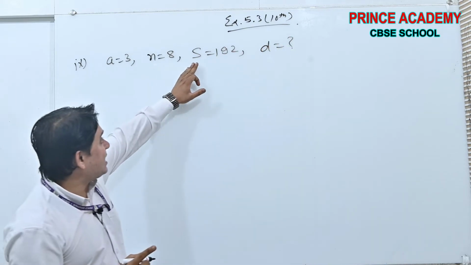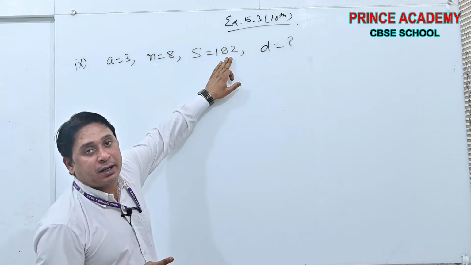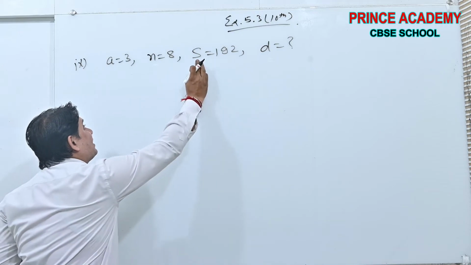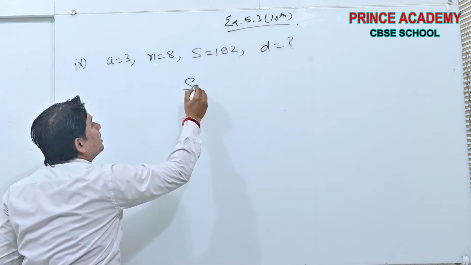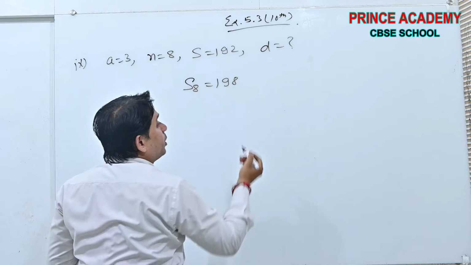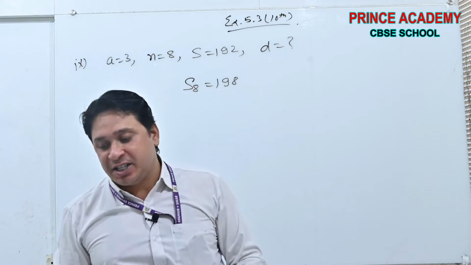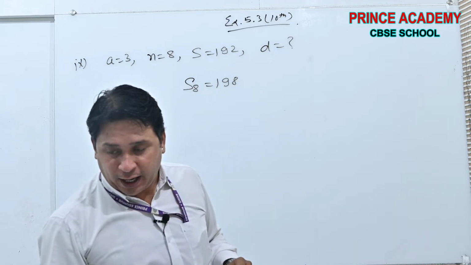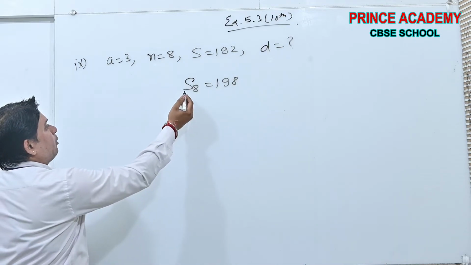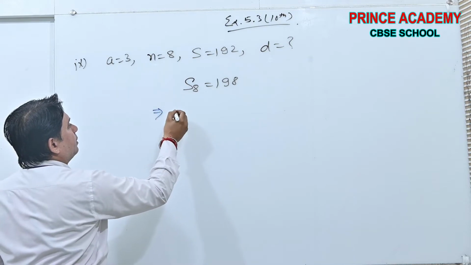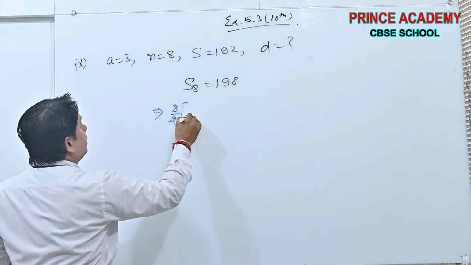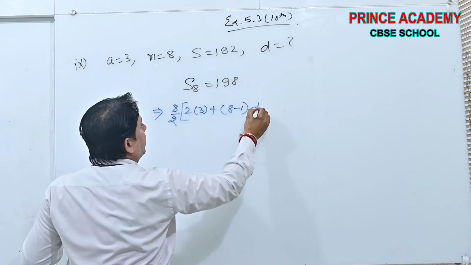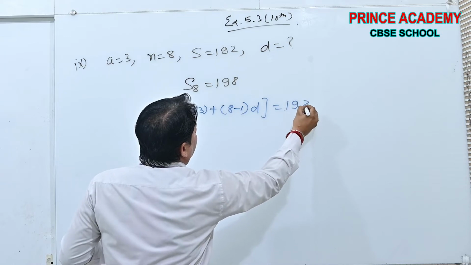See, S is given as 198 and N is given as 8. Indirectly, this is not S, this is S8. You got my point? This is the strategy used by the question maker here. Now see, what will it be? It will be N by 2, 2A plus N minus 1 into D is equal to 198.